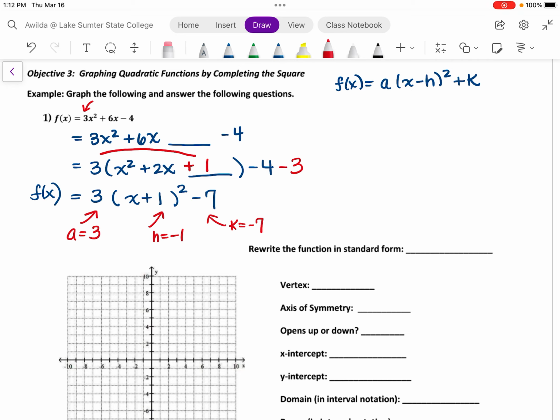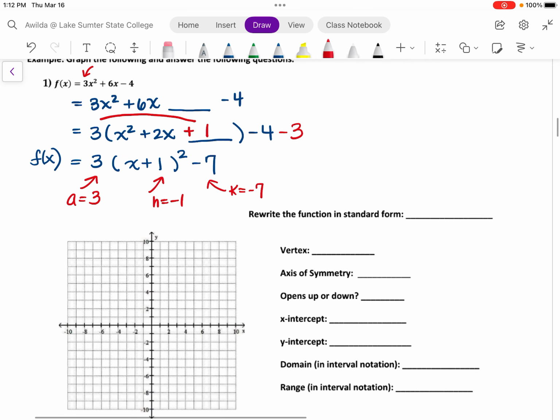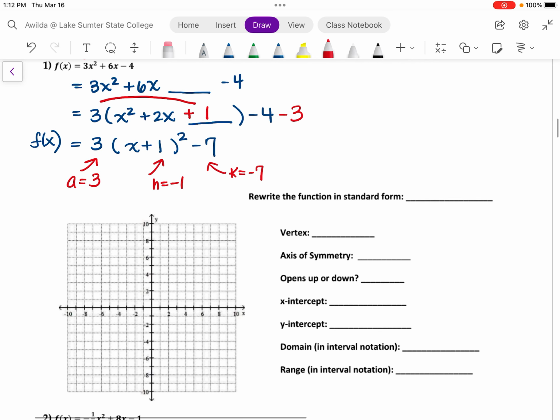Now that I have the equation in standard form, I can do much of the similar steps as I did in the previous two examples. Let's start with the vertex. The vertex is at h comma k, or in this case, negative 1 comma negative 7. The axis of symmetry will be the vertical line x equals negative 1. Because a is positive, the parabola will be opening up.